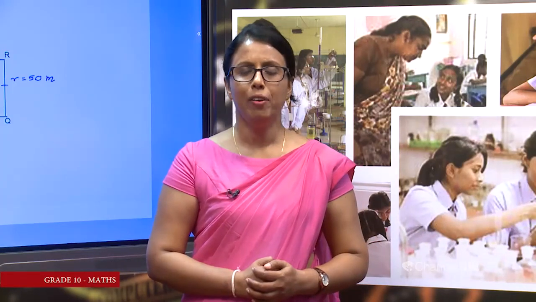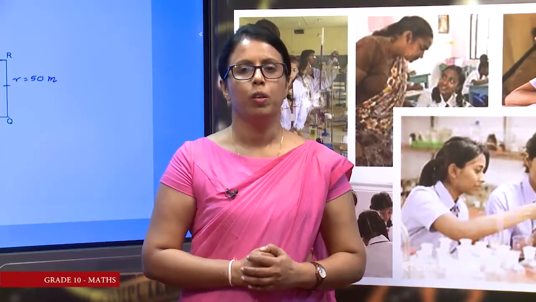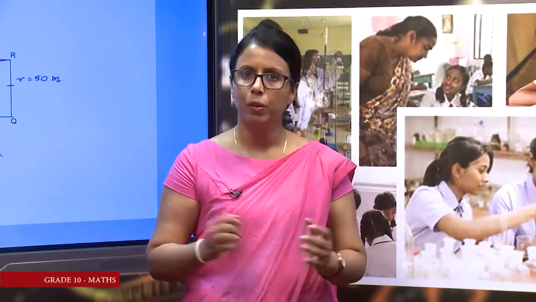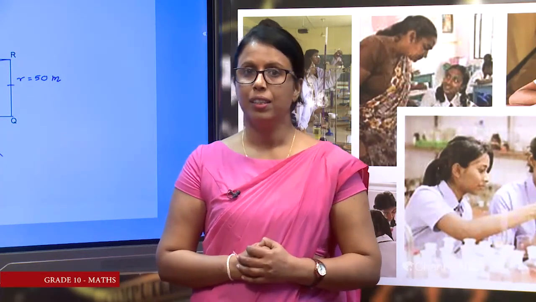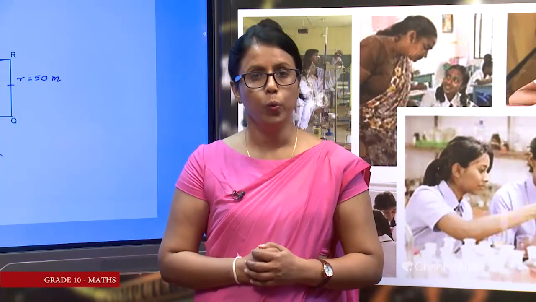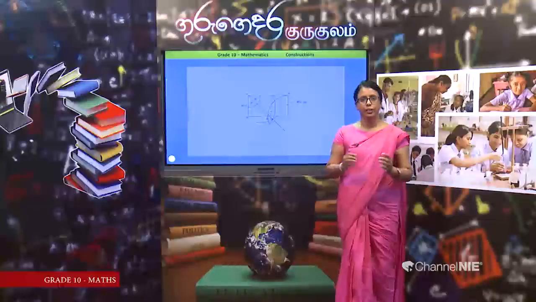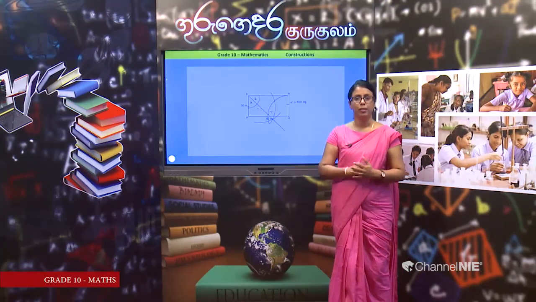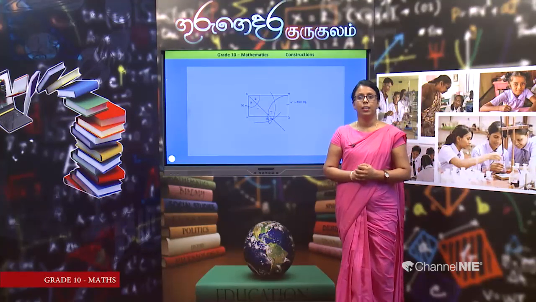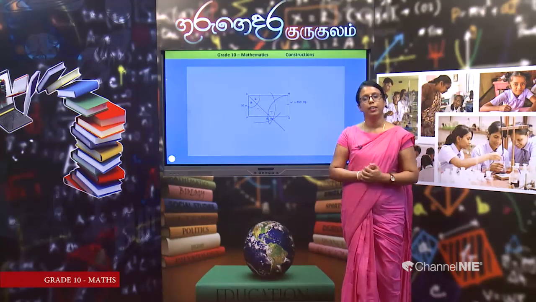Children, today we have learned what a locus is, and 4 basic loci. What is a locus? It is a path. It is the path of a point moving according to a geometrical law, that is a locus. Next we learned 4 basic loci. What is the first basic locus we learned? That is the circle. The locus of a point moving at a constant distance from a fixed point is a circle.